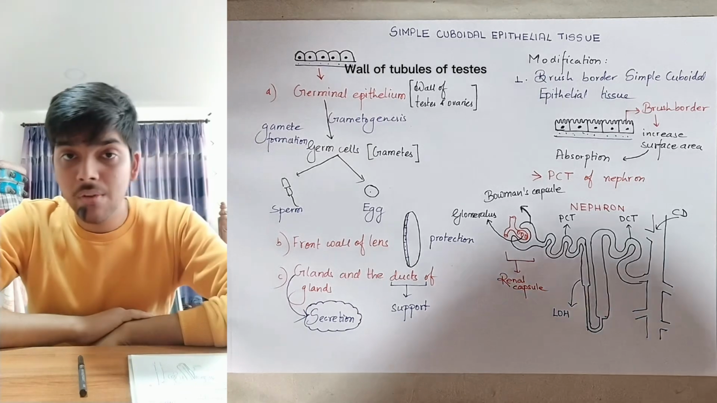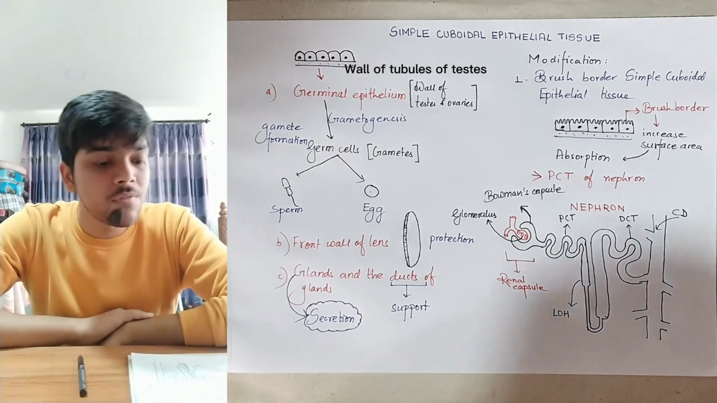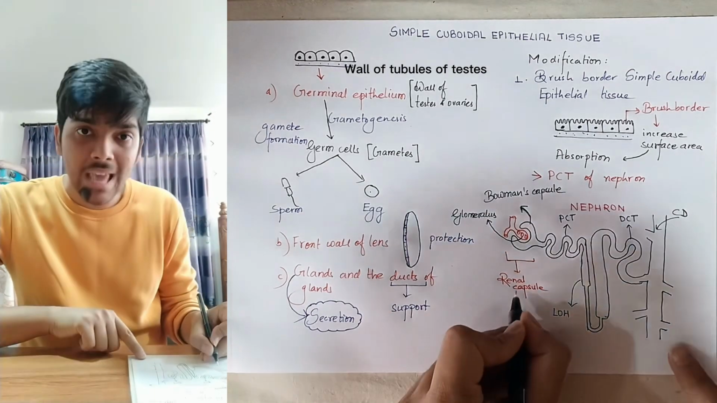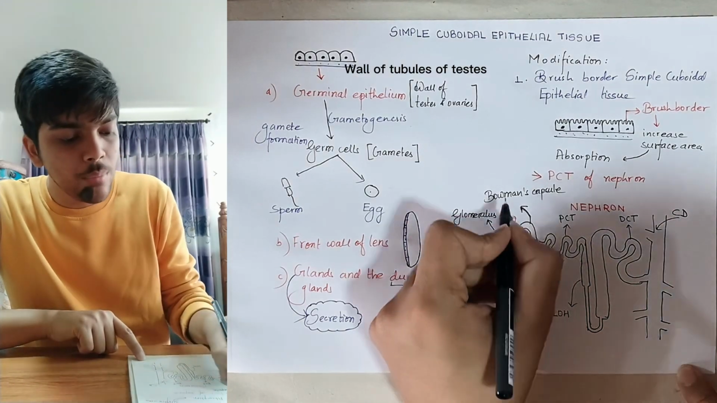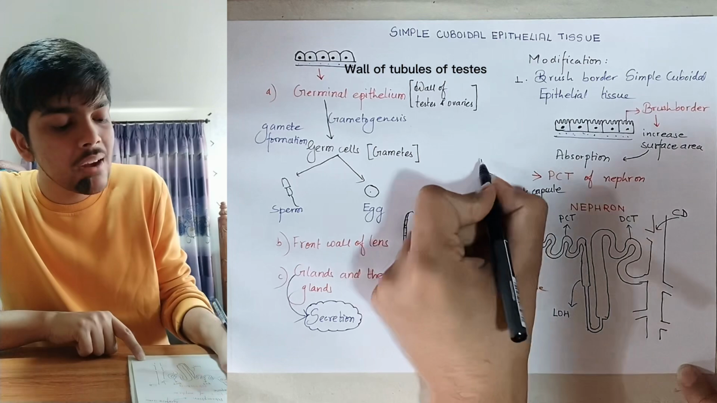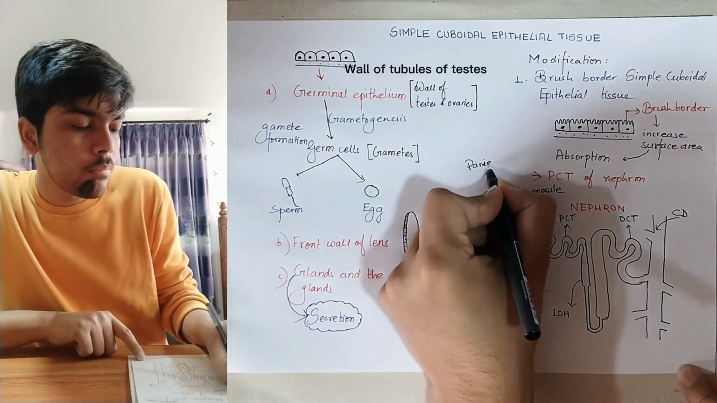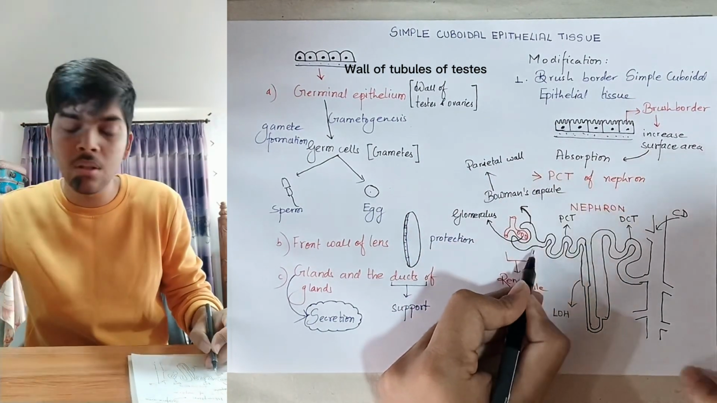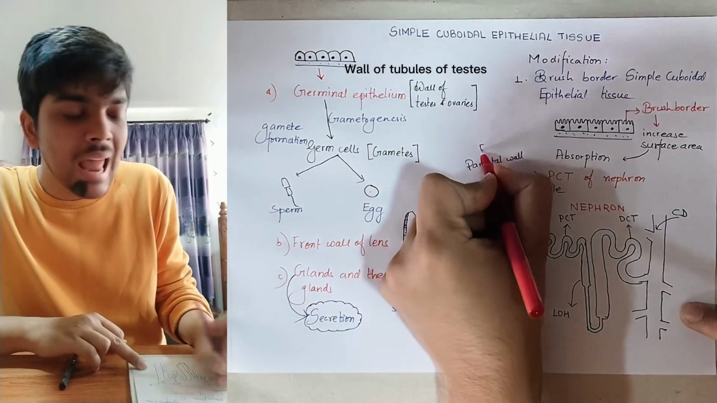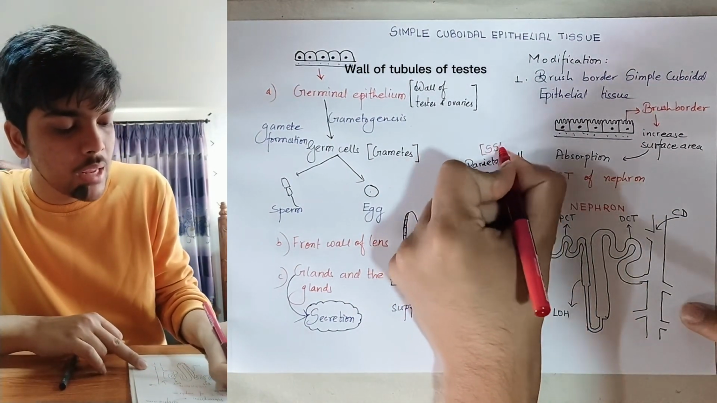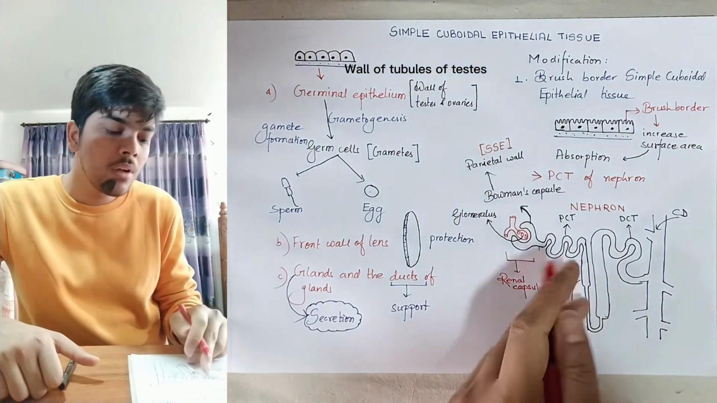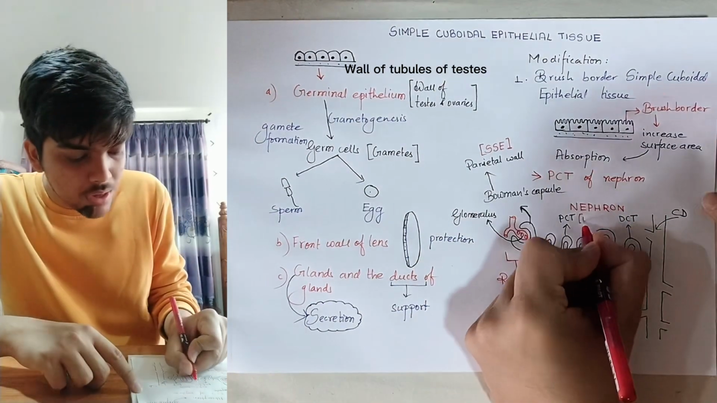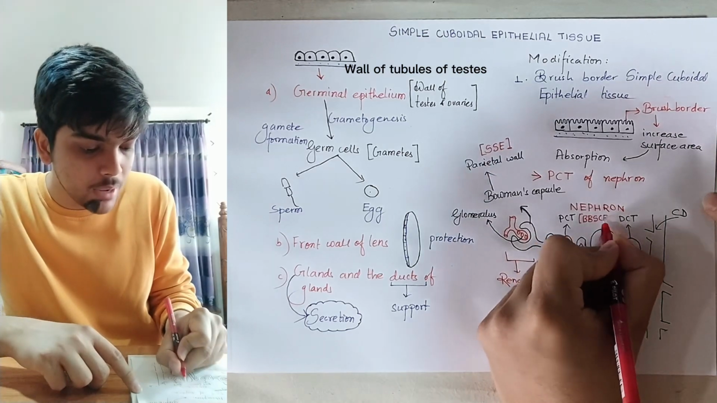Why did I draw the diagram of the nephron? Because the different parts of the nephron consist of different types of epithelial tissue that you need to remember. For example, the renal capsule consists of Bowman's capsule. The Bowman's capsule in its parietal wall. What's the parietal wall? The outer wall of the Bowman's capsule is known as the parietal wall. It is lined by simple squamous epithelium. The proximal convoluted tubule is lined by, as I mentioned here, broad border simple cuboidal epithelium.